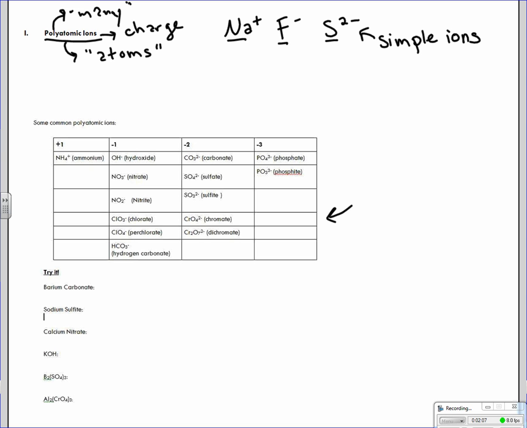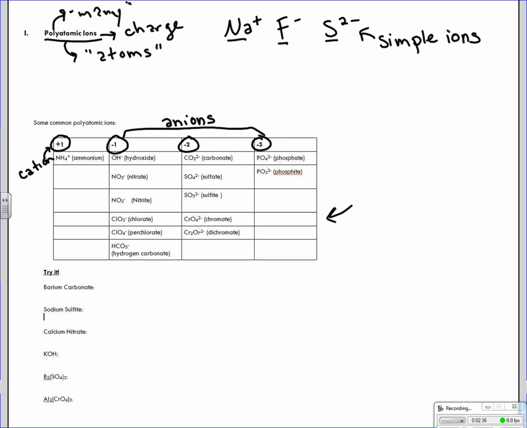So let's take a look at this chart down here. So these are all ions made up of multiple types of atoms. This number up here at the top is the charge of the ion. Over here, we'll start with the +1. There's really just one. And remember, if it has a plus charge, that makes it a cation. All the rest of these are all anions.